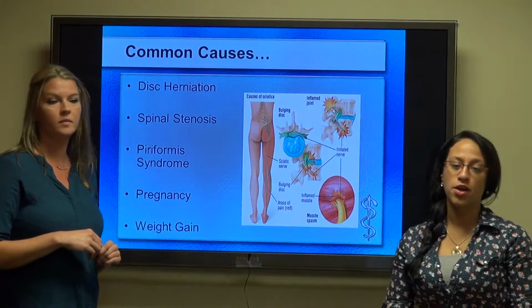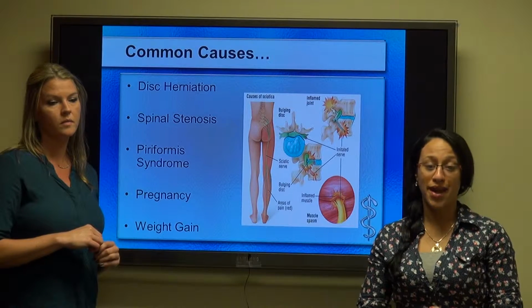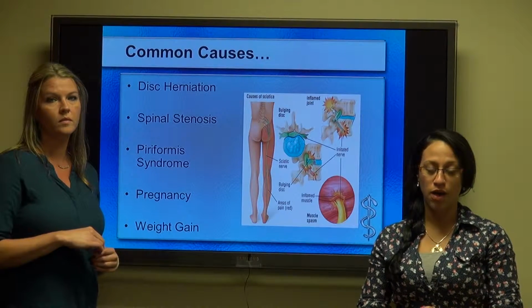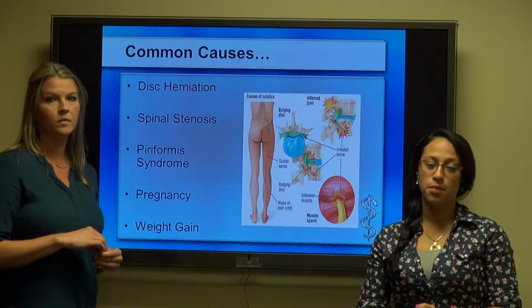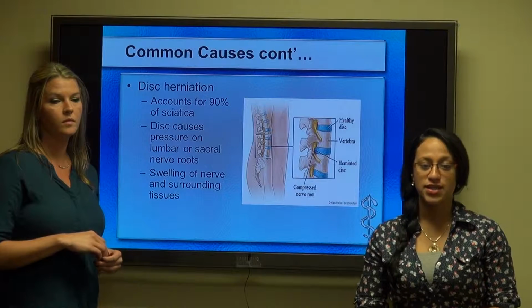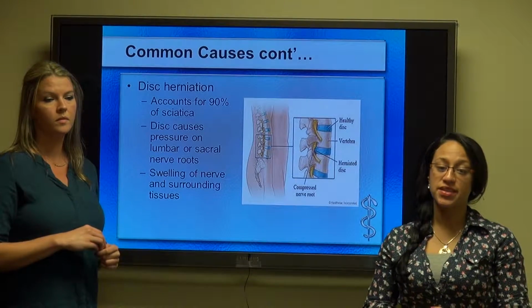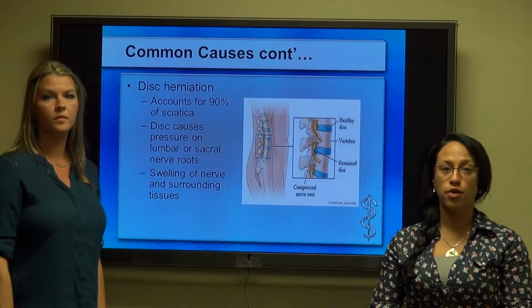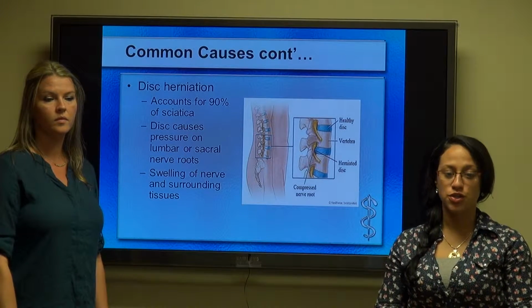So what are some common causes of sciatica? Disc herniations occur in about 90% of cases, so it's the most common cause, closely followed by spinal stenosis, piriformis syndrome, pregnancy, and weight gain. Disc herniation, as I mentioned, is about 90% of sciatica cases. Essentially, the disc causes pressure on the lumbar or sacral nerve roots. There's swelling of the nerve and of the surrounding structures causing pain.